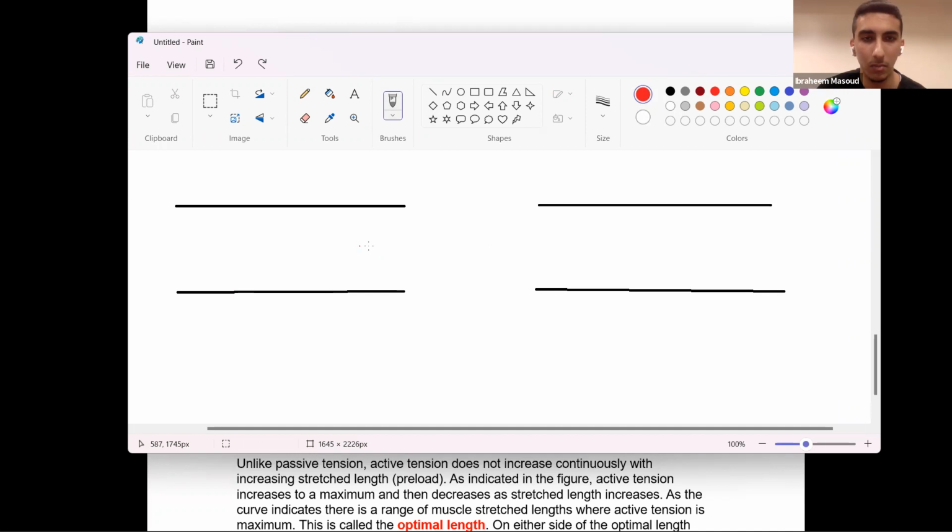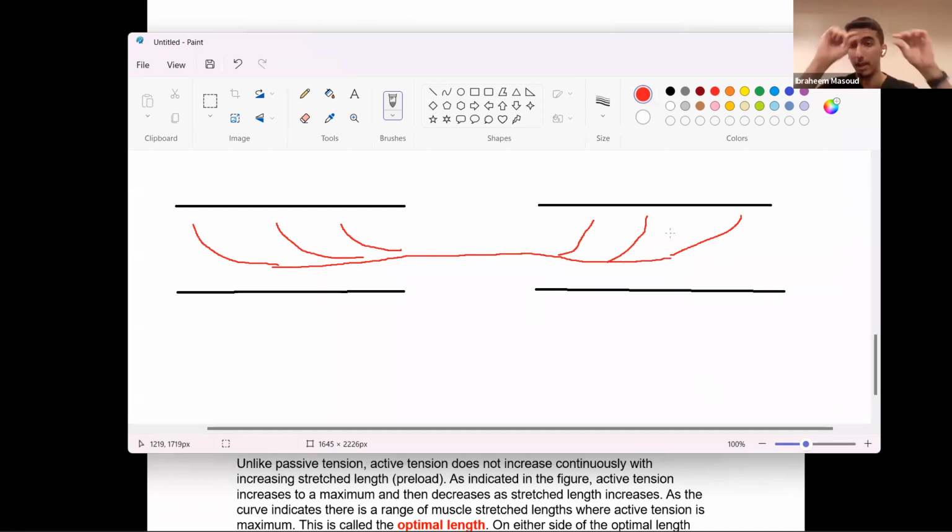This is now myosin: 1, 2, and then 3. And 1, 2, 3. Guys, I'm not an artist, so this is something I just came up with. Here, the myosin is the red, and the actin is the black. Now I want to show you something really cool.